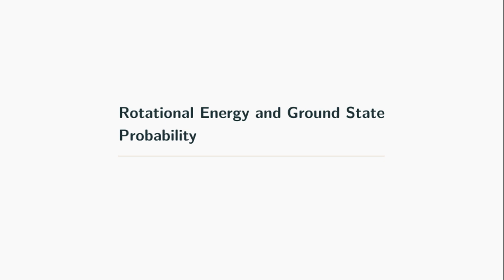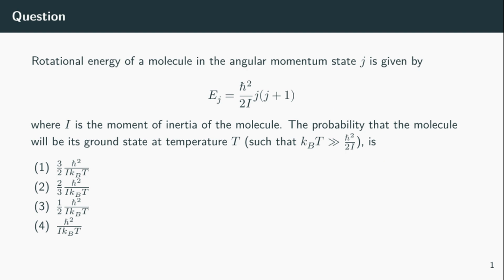Okay, let's talk about rotational energy and the ground state probability for a molecule. So we've got a question here. The rotational energy of a molecule, when it's in an angular momentum state that we label as J, is given by this formula, Ej equals h bar squared divided by 2I times J(J plus 1). Here I represents the moment of inertia of the molecule. The question asks for the probability that this molecule will be in its ground state at a temperature T, where we are given that kBT is much greater than h bar squared over 2I.